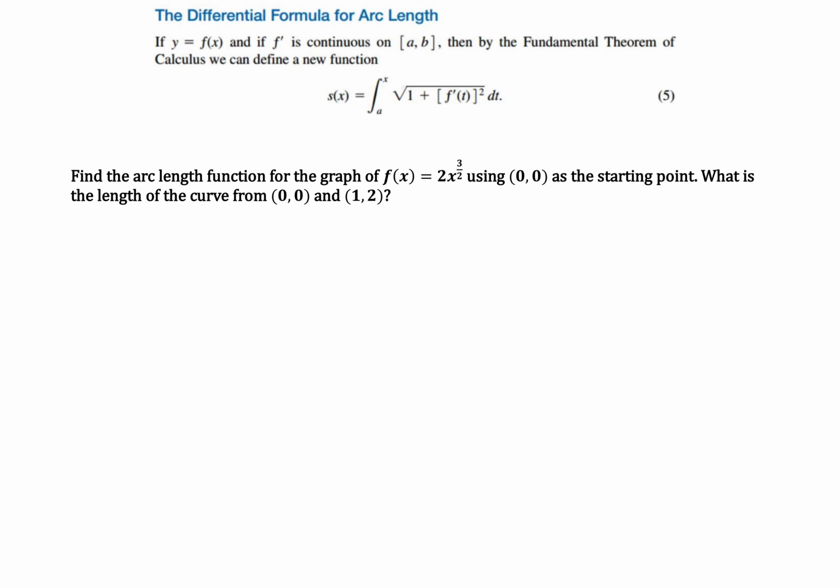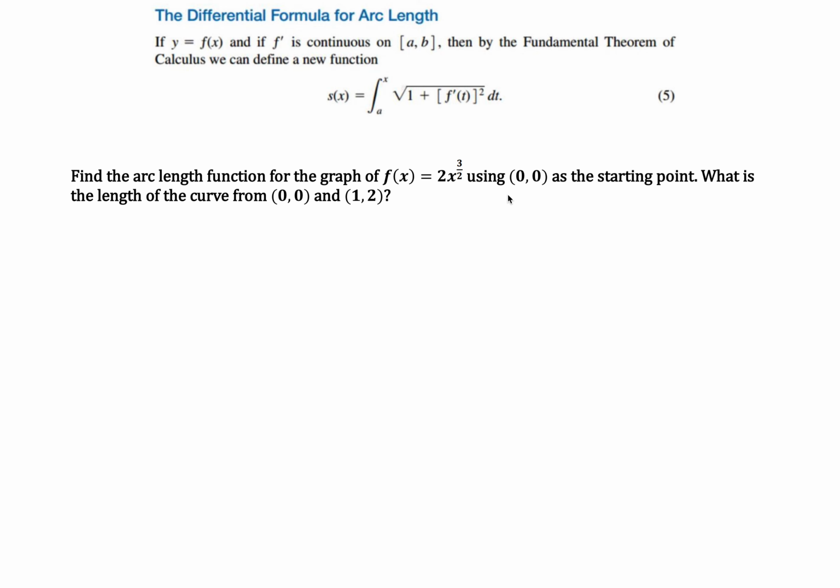So we can set up a function that will give us the length of a curve on a certain interval, where a is going to be the starting point of that interval. So let me show you how this works. It says, find the arc length function for the graph of f of x equals 2x to the 3 halves using 0, 0 as the starting point. And I'm going to stop here and just do this first.